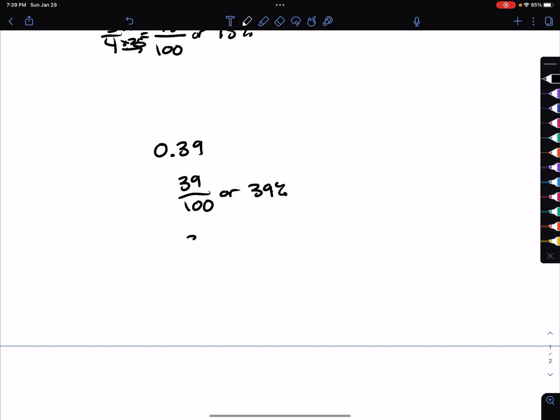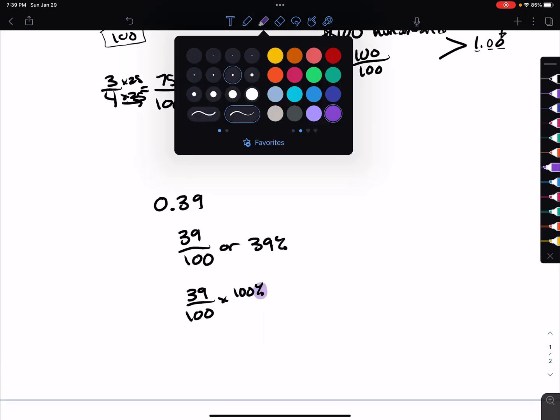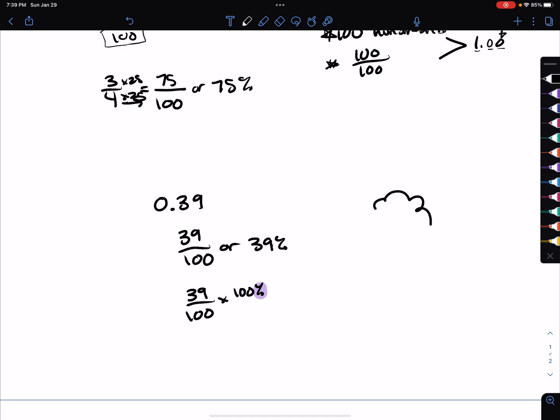So mathematically what you're doing is you're saying 39 out of 100, and we know that is going to be times 100%. And when we put that little percent sign in there, that's a really crucial thing, because in your mind, you should be thinking that 100% is equal to 100 over 100, and that has a value of 1. So if we multiply by 100%, then that means that we're just multiplying by 1, so it's not changing the value at all, it's just changing the way that it looks.